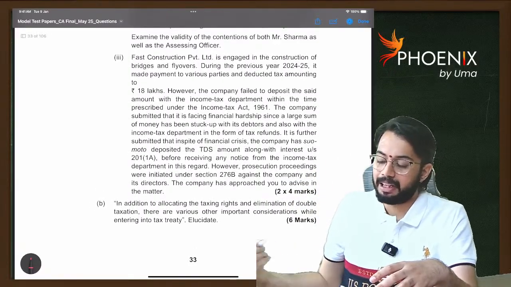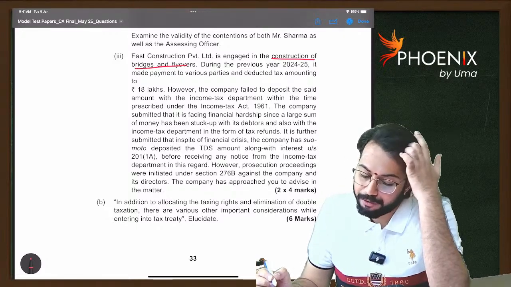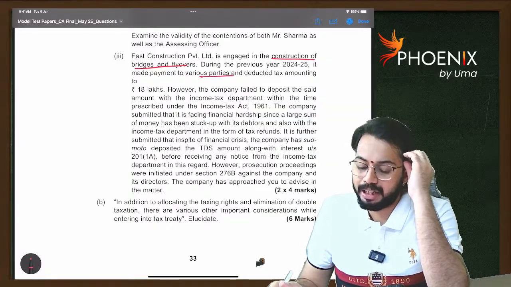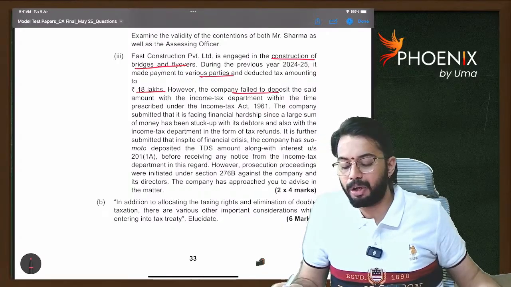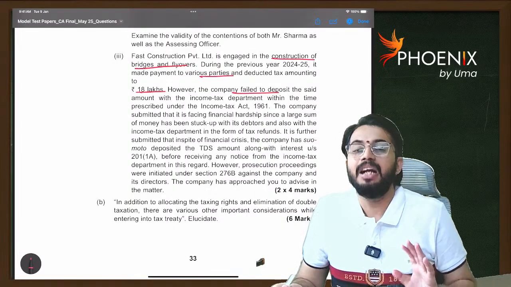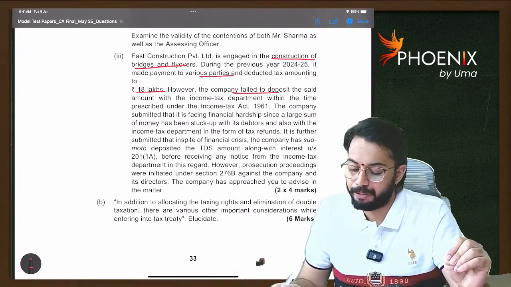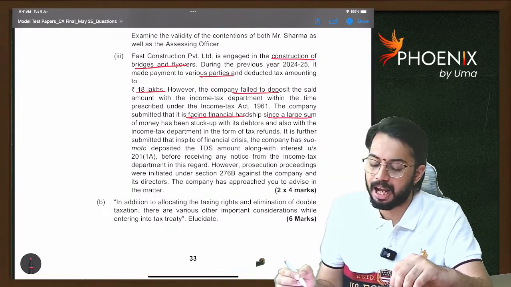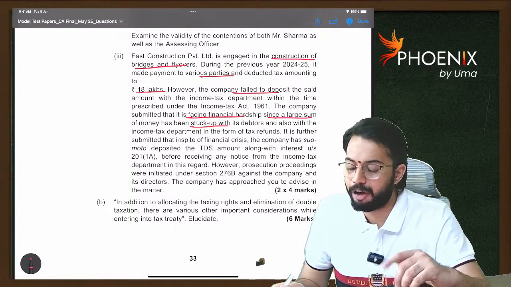Fast Construction Private Limited is engaged in construction of bridges and flyovers. During previous year 24-25, it made payment to various parties and deducted tax amounting to 18 lakhs. However, company failed to deposit the said amount with Income Tax Department within the time prescribed. So, company deducted TDS, but the deducted TDS was not deposited to department within the time limit. Okay. Now, the company submitted that it is facing financial hardship since a large sum of money has been stuck up with its debtors and also with Income Tax Department in the form of refund.